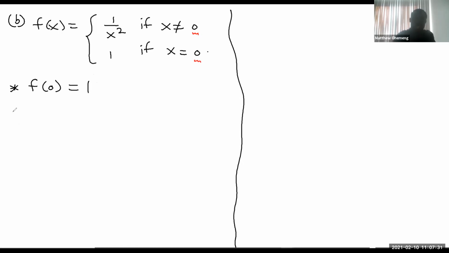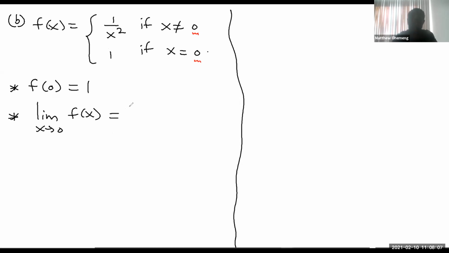Now let's look at the other case. Let's look at the limit as x approaches 0 of the function f of x. The thing is, you're looking at x approaching 0. So 0 is here. We're looking at the function in the neighborhood of 0. For a piecewise function, you have to identify which piece of the function you're using for the particular limit. So if I'm taking the limit as x approaches 0 of f of x, which piece am I going to use? Am I going to use the 1 over x squared or the 1?